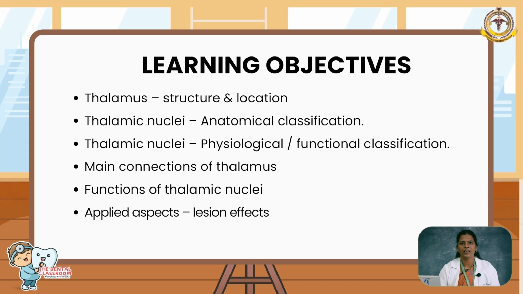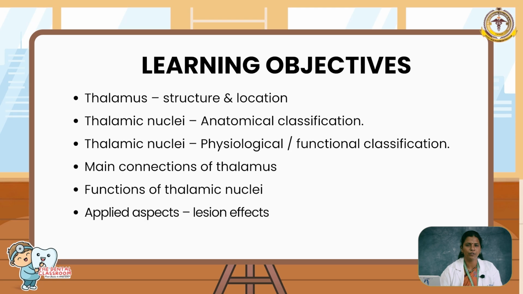Going for today's class, the topic is on thalamus. The learning objectives that we are going to cover today are the thalamus, its structure and functions, and thalamic nuclei. We have the anatomical classification and physiological classification. We will also see the connections with the thalamus, then the functions, and lastly the applied aspects.